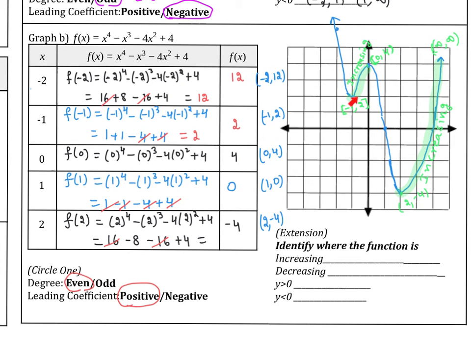We are going to write this time in inequality form. If x is greater than -1 and less than 0, the graph is increasing. And if x is greater than 2 and less than infinity, the graph is increasing.